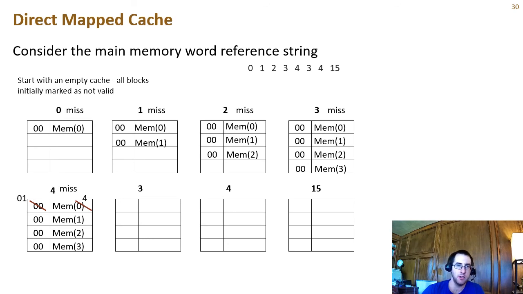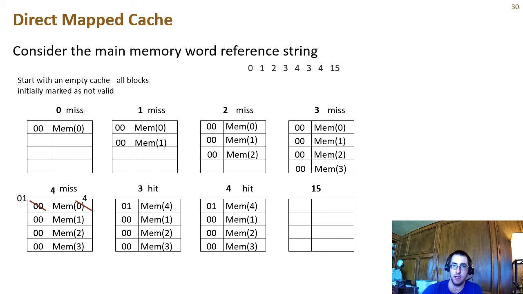And so now address 0 is no longer in the cache. Address 3 is in the cache. We get a hit there because address 3 is in the cache. We know to look for it at index 1 1. So the index is 3. And the tag matches. It's 0 0, and it's valid. So we can get the data there, and it's a hit.